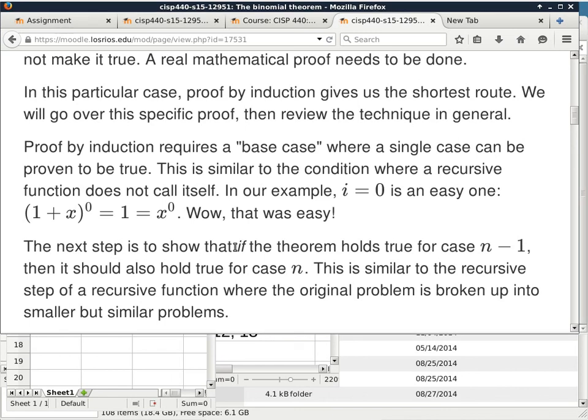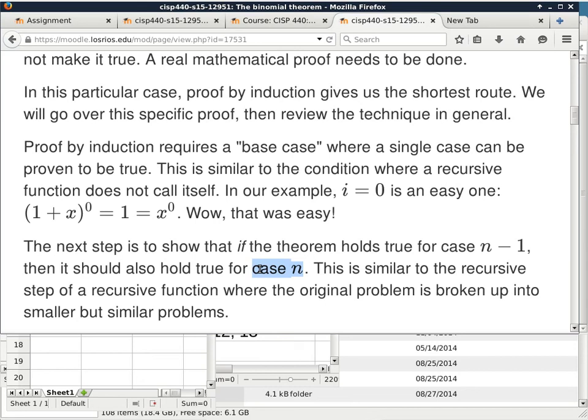What it says is you are going to assume, if the theorem is true for case n minus 1, then it should also be true for case n. I have to prove that if it is true for case n minus 1, then it also has to be true for case n. Is that okay so far? And this is the step that is kind of confusing because, well, how do we know it is true for case n minus 1?